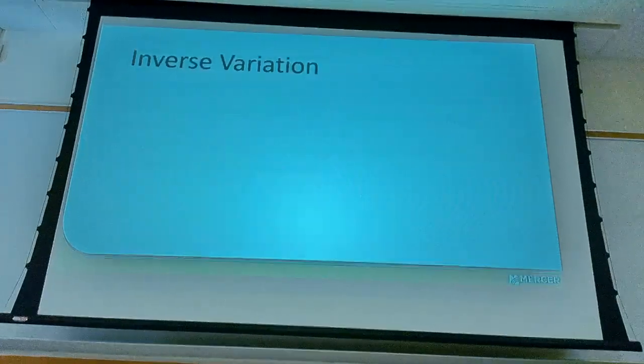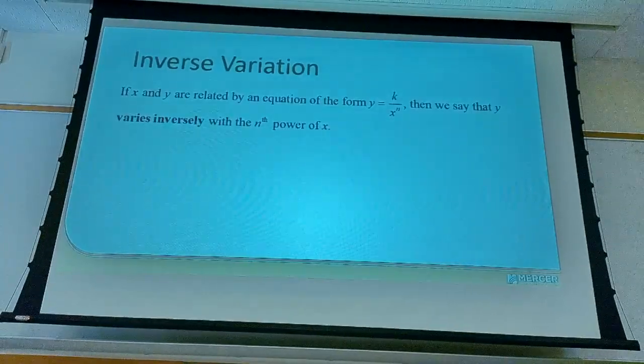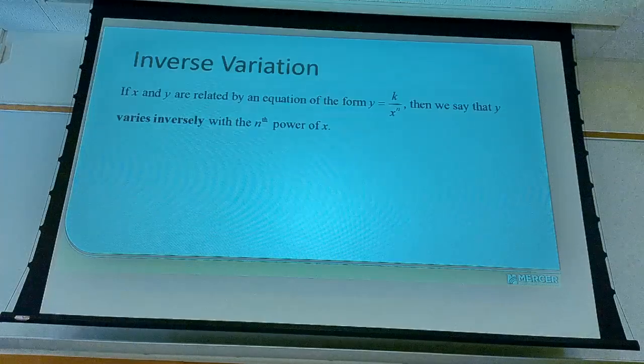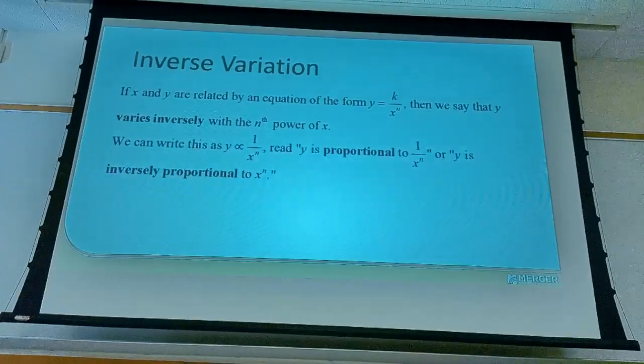And then we also have inverse variation. X and y related by an equation of the form y equals k over x to the n. We say that y varies inversely with the nth power of x. Again, you can also write this as y is proportional to 1 over x to the n, or y is inversely proportional to x to the n. Again, k would be a constant of proportionality.